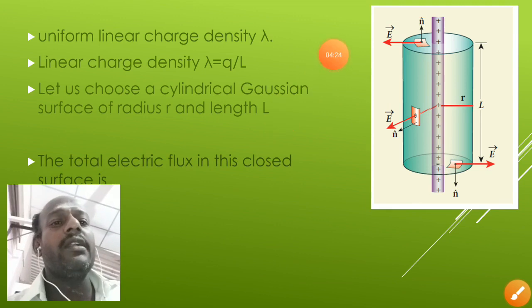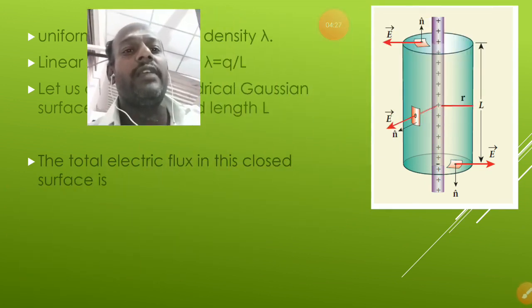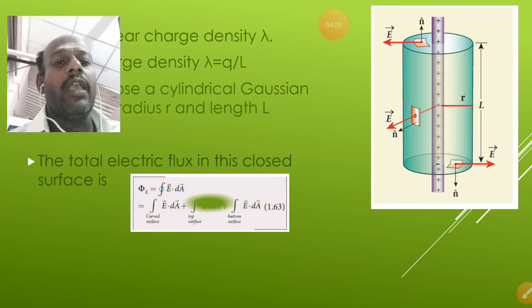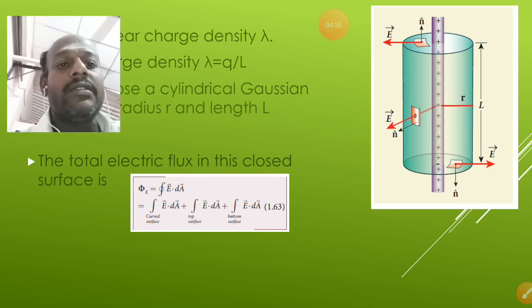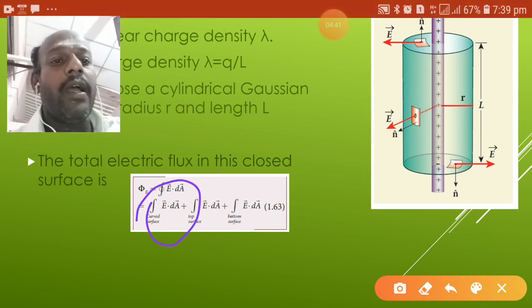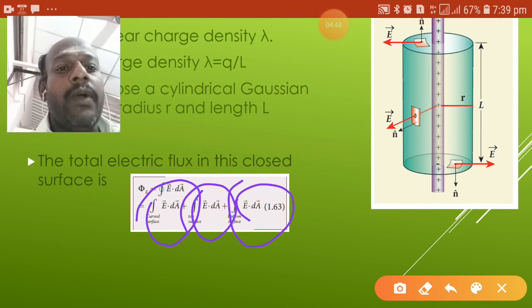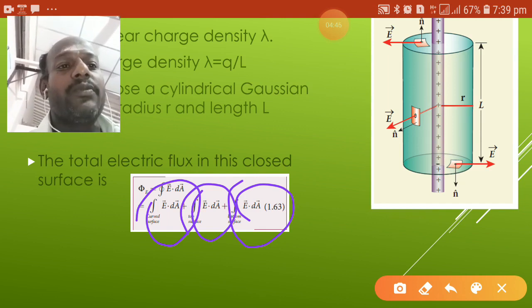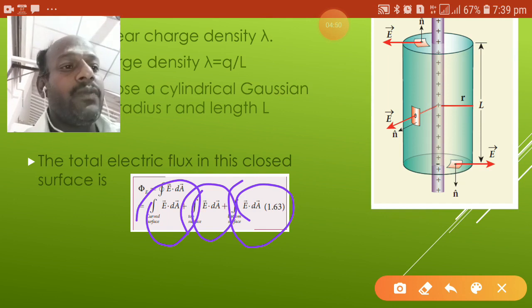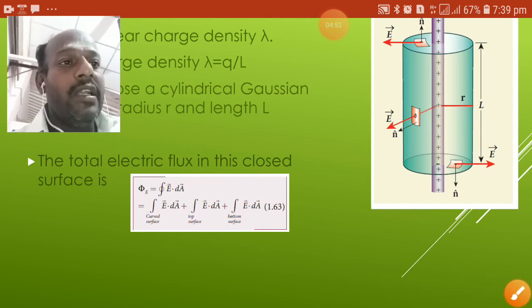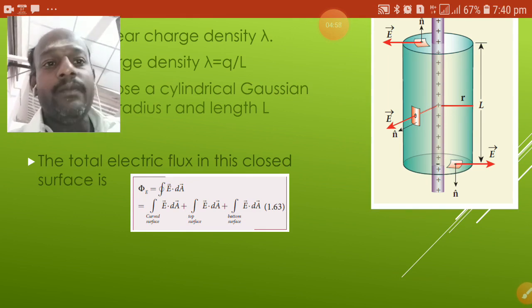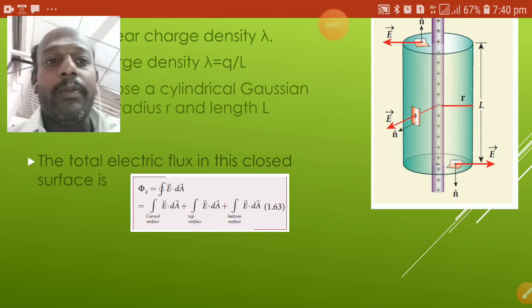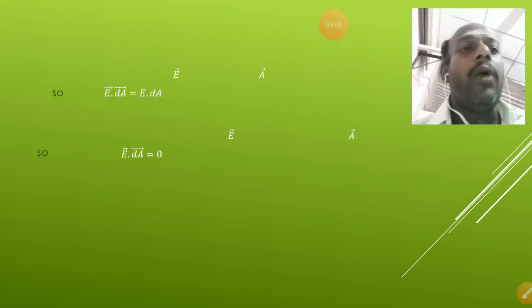So the electric flux through this closed surface is the integral of E dot dA, according to Gauss's law. I will be taking it in three parts. What is the first part? It's the curved surface. What's the second part? It's the top surface. What is the third part? It's the bottom surface. And remember, on the cylindrical surface, the electric field vector and the area vector will be parallel, and for the top and bottom they will be perpendicular. So that is the main point we must know.